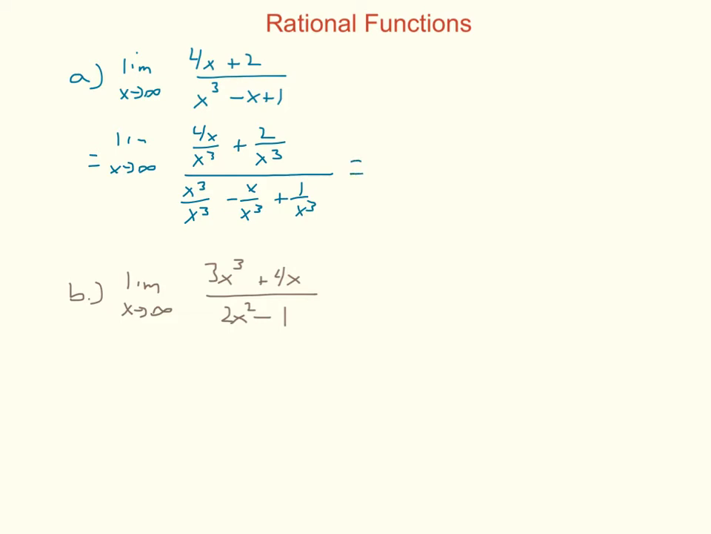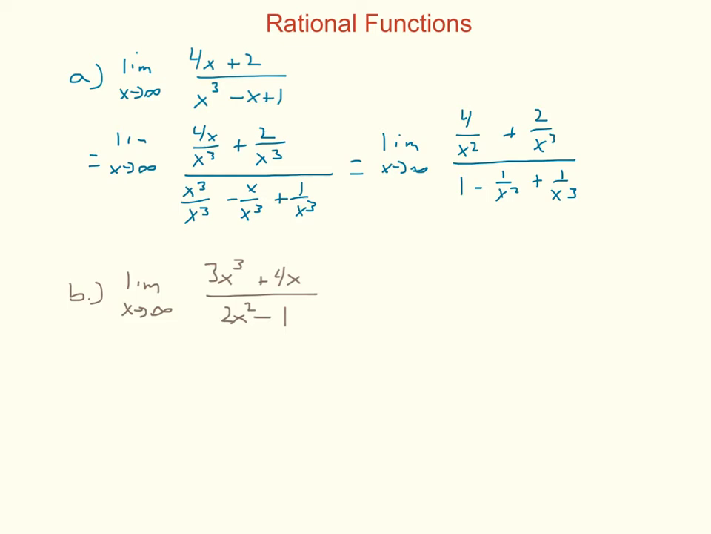And what we're going to do now is simplify that. Really what that means is we're going to reduce all these fractions wherever possible. This will now be the limit as x goes to infinity of 4x over x cubed reduces to 4 over x squared, plus 2 over x cubed doesn't reduce, all over x cubed over x cubed is 1, minus 1 over x squared, and then the last one is plus 1 over x cubed.